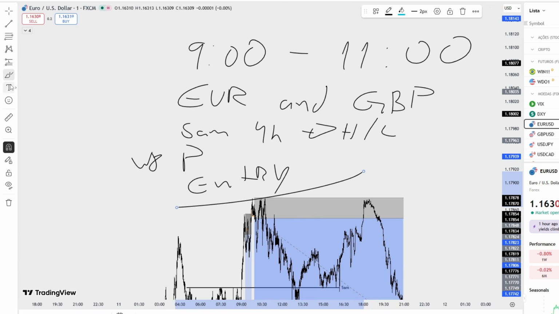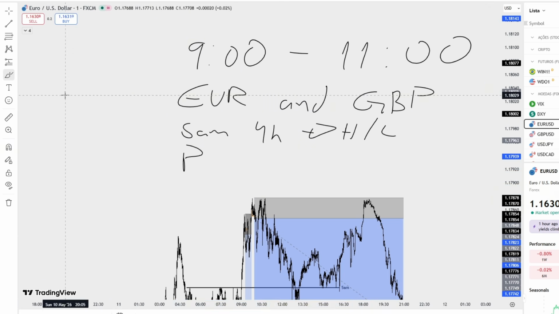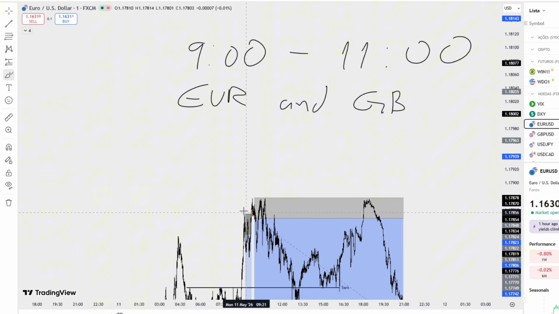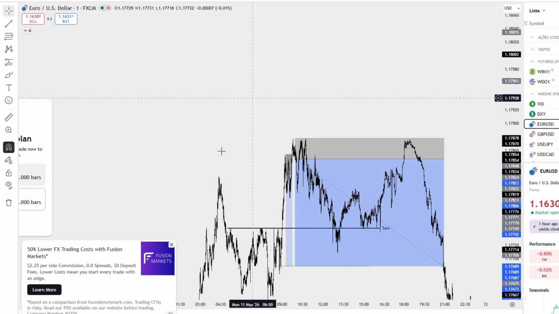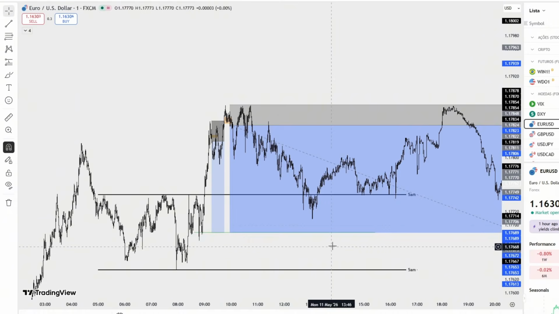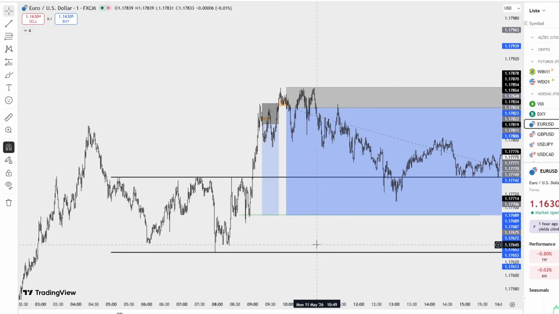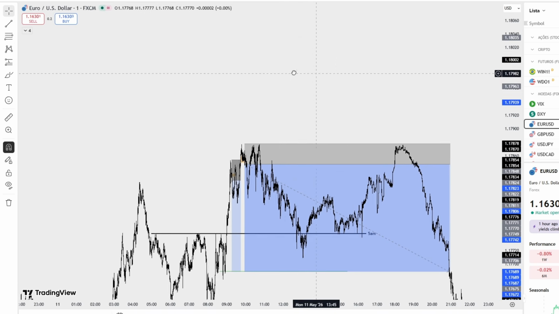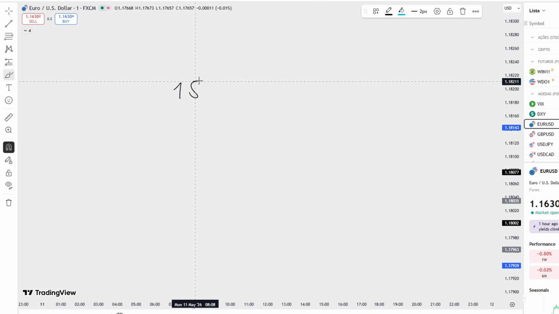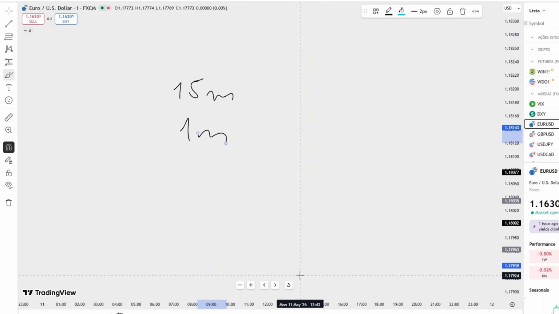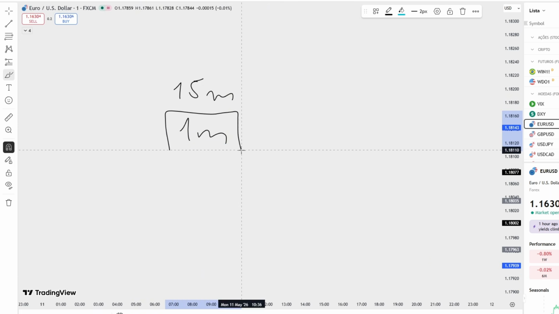So assuming that you already have marked the highs and lows, you're in the correct timing window, in the correct asset, the correct pair, what we're going to do right now is look for entries. And entries could be in two ways. We have the 15-minute entries, and we have the 1-minute entries. And if you ask me, I prefer the 1-minute entries, because it's always going to be more profitable than the 15-minute entry.